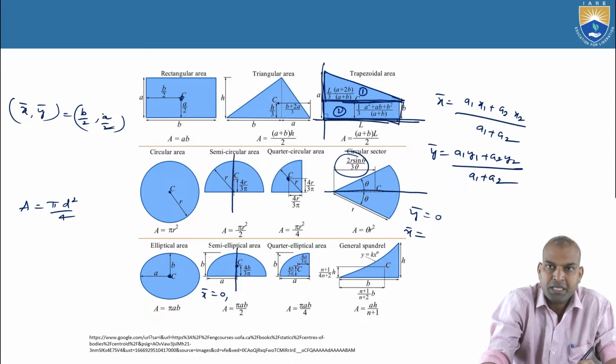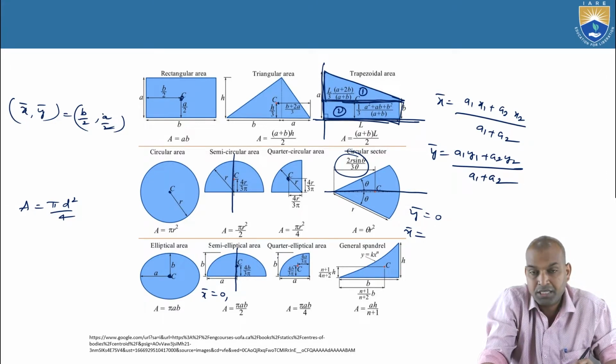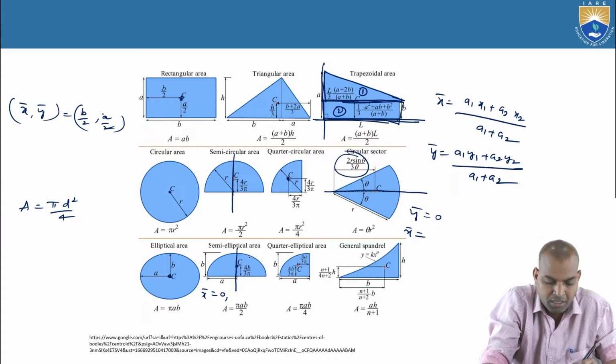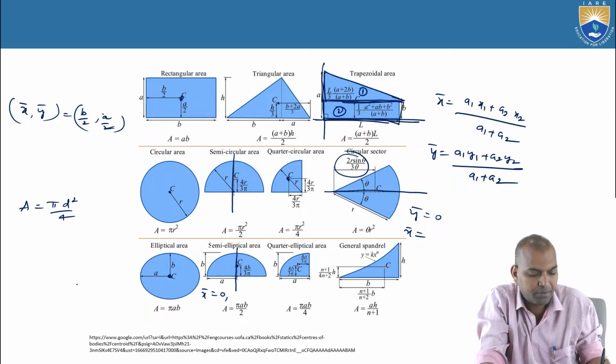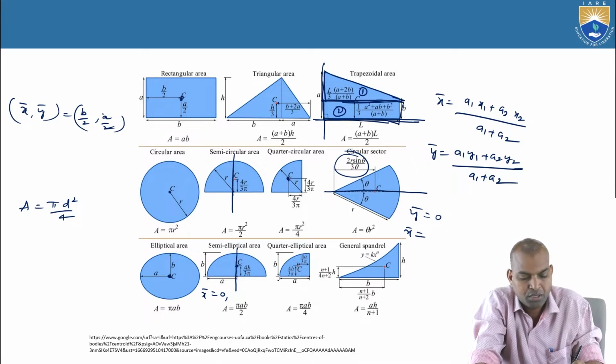And the quarter elliptical area is 1 by 4th of the ellipse, that is pi AB by 4. And what about the centroid? The centroidal position is 4a by 3 pi and 4b by 3 pi, bar x and bar y. The bar x equal to 4a by 3 pi for the quarter elliptical area, bar y equal to 4b by 3 pi.